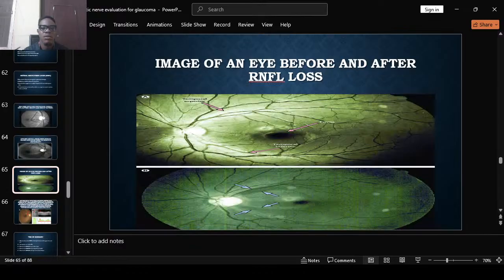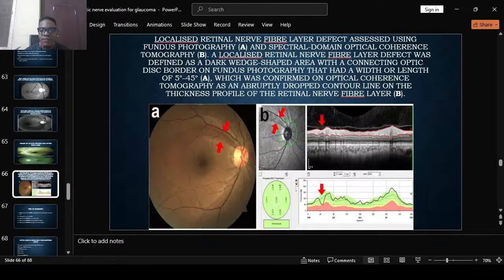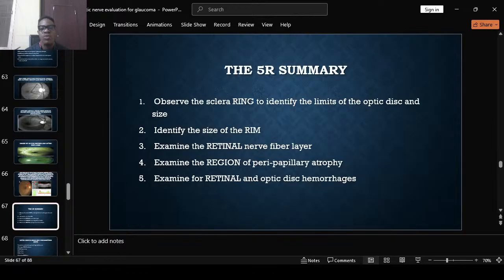Now this is an image of an eye with white striations, and it's defined as a dark wedge-shaped area.